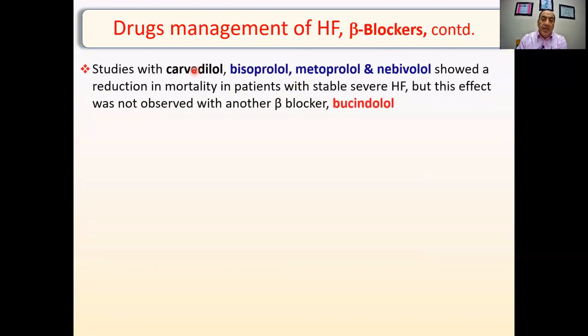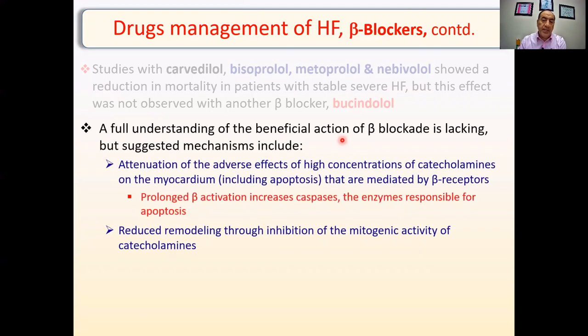So studies with these drugs, specifically bisoprolol, metoprolol, and nebivolol, all of which are selective beta-1 blockers, and carvedilol, which is a non-selective alpha and beta blocker, showed a reduction in mortality in patients with stable severe heart failure. But to add to the puzzle, bucindolol, which is also a beta blocker, did not have this effect. So that's why the mechanism is not well known.